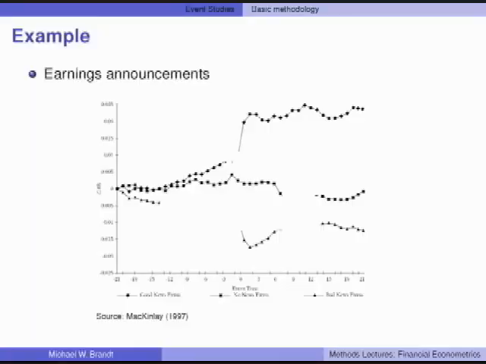So here's a picture of a typical event study. This is taken from Campbell, Lo, and MacKinlay, and it is a picture of an earnings announcement event study, a classic event study. And I like this picture because it illustrates a lot of different things that happen in event studies that are worthwhile to keep an eye on and to discuss.